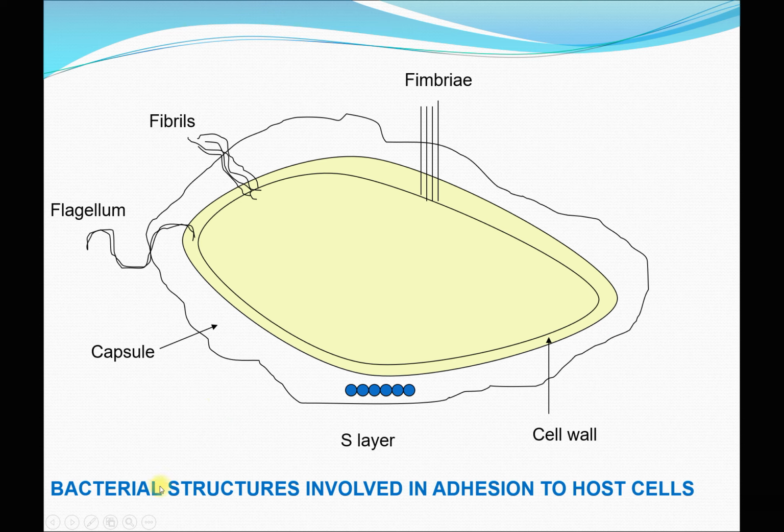In this figure, we can see there are different bacterial structures which are involved in adhesion to the host cell. This figure describes the different adhesins which can be present in the bacterial cell. A bacterium can have all of these or one or more than one of these adhesins present on its surface. The most common ones are the fimbriae. The afimbrial adhesins can be fibrils, flagellum, capsule, S layer, and cellular.